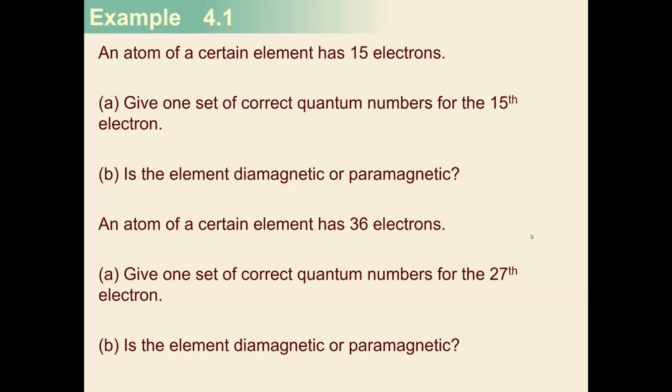Let us go ahead and look at example 4.1. An atom of a certain element has 15 electrons. Give one set of correct quantum numbers for the 15th electron. This means that we must look and see where that 15th electron should be on the periodic table. We will all agree that it is going to be in row 3, so we must have a principal quantum number of 3. Then you'll notice that it is in the p block, so I must put in an l of 1. These two numbers are not negotiable.